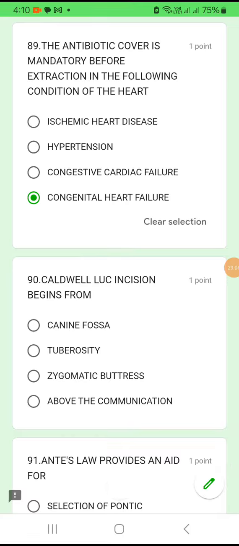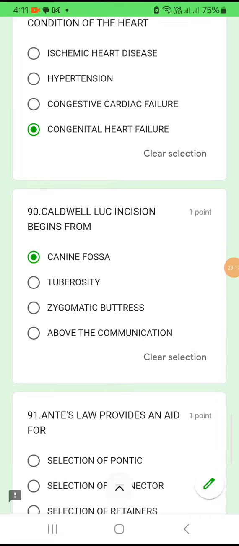Caldwell-Luc incision begins from canine fossa or tuberosity area or zygomatic buttress or above the communication. Okay, Caldwell-Luc incision starts in the canine fossa area. So option A is the answer.